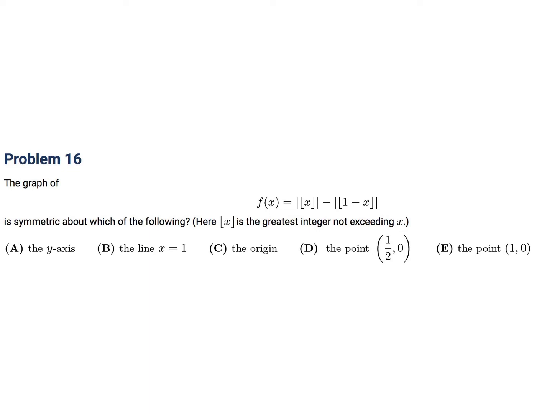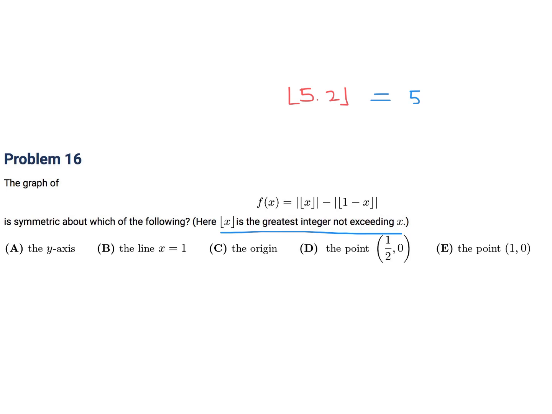Problem number 16. The graph of f at x equals absolute value of bracket x minus absolute value of bracket 1 minus x is symmetric about which of the following? Here, bracket x is the greatest integer not exceeding x. So if you're not familiar with bracket x, and I put, let's say, a number like 5.2 in the bracket, what would that be equal to? Well, according to the definition, it's the greatest integer not exceeding. So that would be 5.